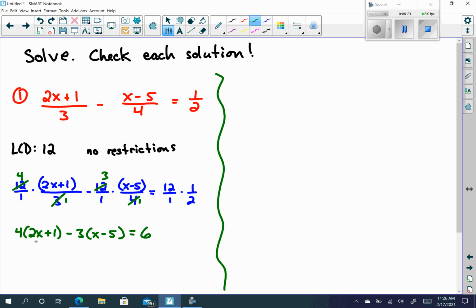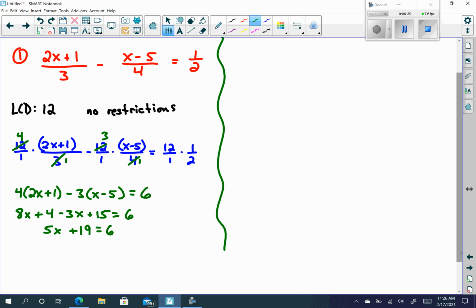I don't have any x squares. I'm not going to get any x squares. So I'm going to have an 8x plus 4 minus 3x plus 15 equals 6. Combine my like terms. 8x minus 3x will give me a 5x. 4 plus 15 will give me a 19. Subtract 19 from both sides, so 5x is going to equal a negative 13. And x equals negative 13/5.